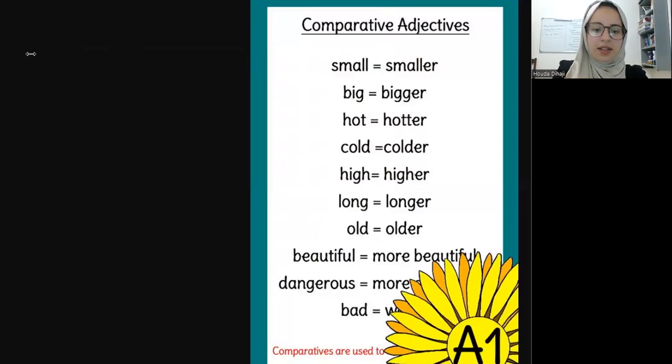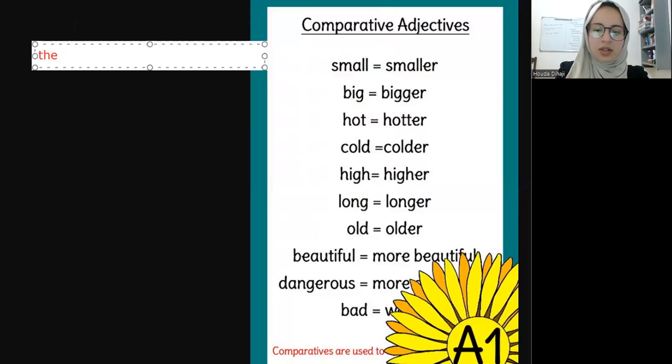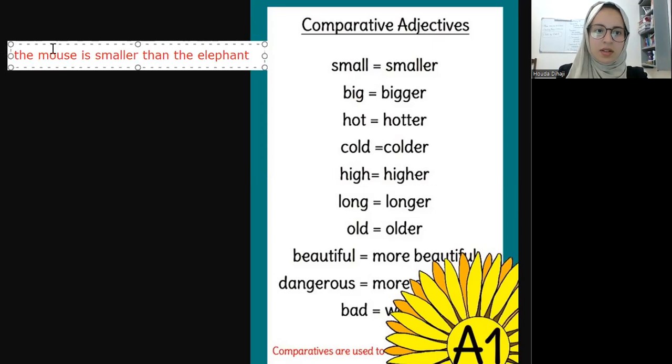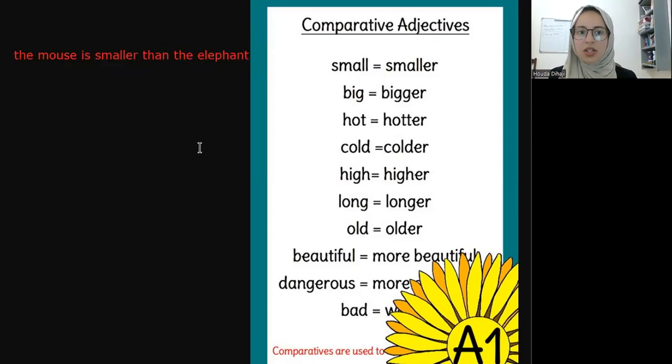Okay, so we say that the mouse is smaller than the elephant. You see, this is how we do it. The mouse is smaller than the elephant, meaning الفأر أصغر من الفيل. Okay, big. Let's do big.